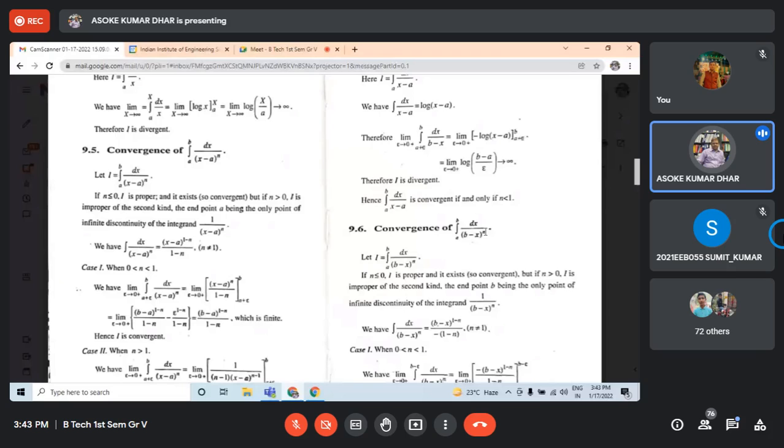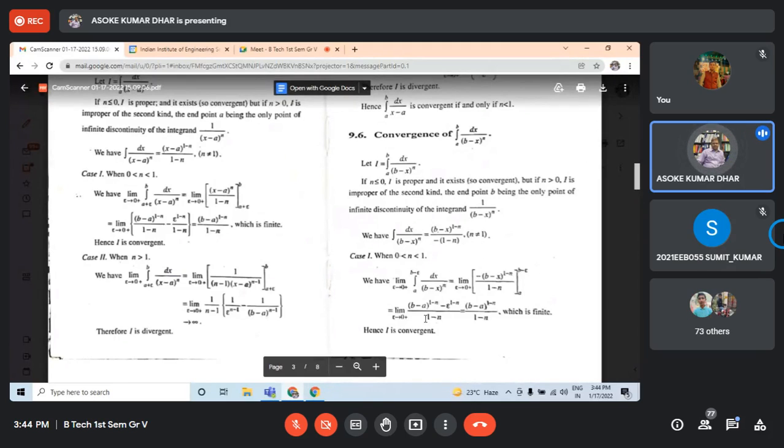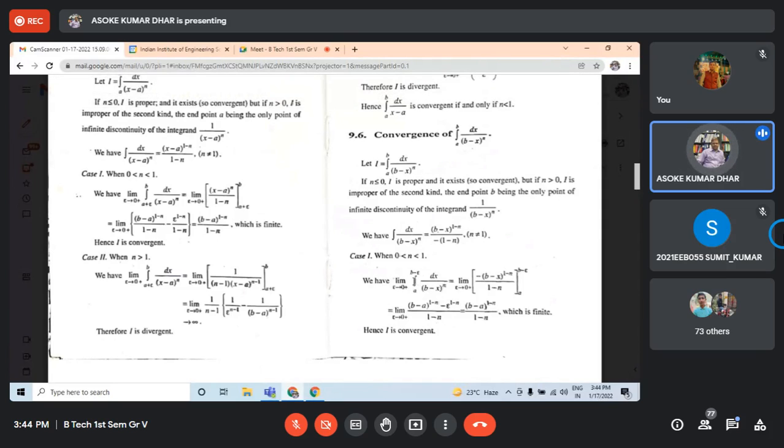Another: dx by (b minus x) to the power n, where the function is unbounded at the upper limit b. Proceeding in the same way, same procedure. This is the integration. First take 0 less than n less than 1. Now this is equal to this, putting the range a and b minus epsilon. Remember that here you take b minus epsilon, not b plus epsilon, because b plus epsilon is greater than b. We always find the value of the integration within the limit a to b.